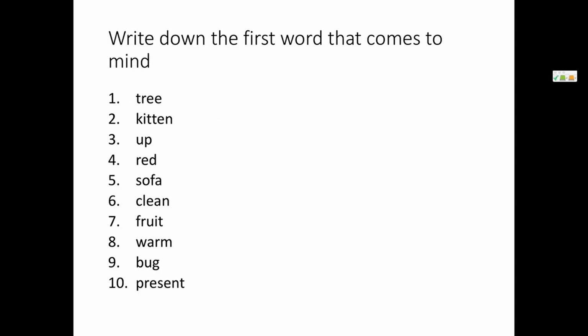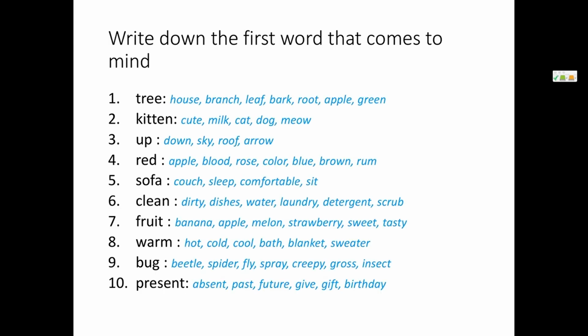So, excuse me, what's the first word that comes to mind? You've got tree, kitten, up, red, sofa, clean, fruit, warm, bug, present. Okay. Could be any of these things: house, branch, leaf, bark, root, apple, green, kitten, cute, milk, cat, dog, meow, up, down, sky, roof, arrow. There's all kinds of words that can come up for whatever reason.